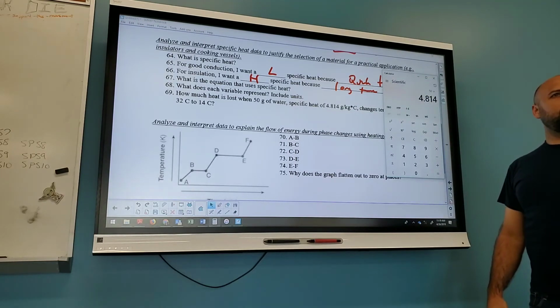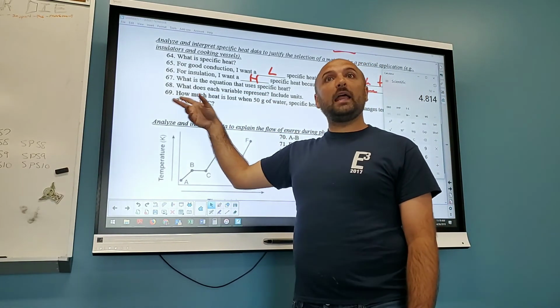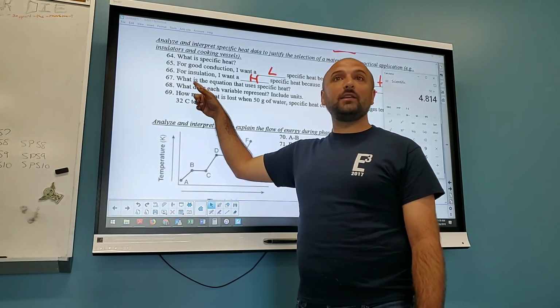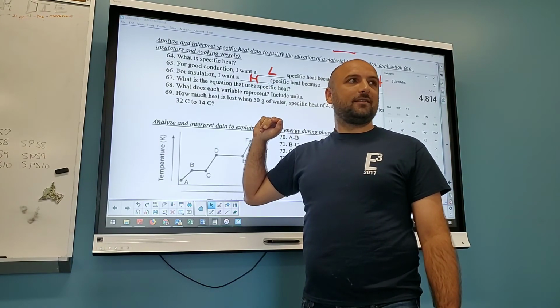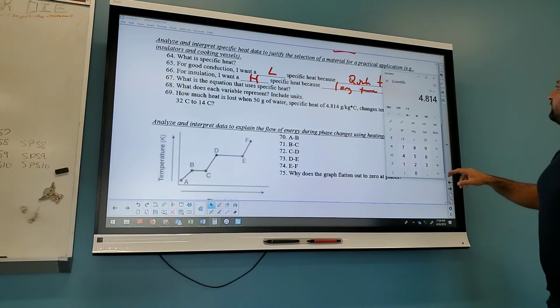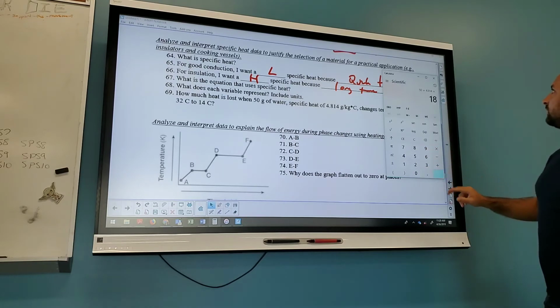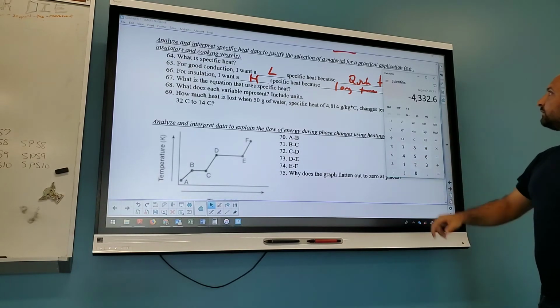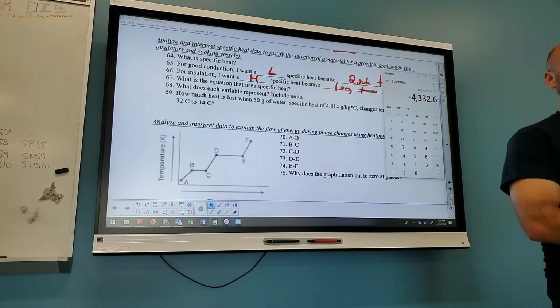32 minus 14? What does that give us? 18. 18? Now, it went from 32 to 14, right? Final minus initial. So you put 14 minus 32. And what do you get there? A negative 18, because you're losing temperature, right? So, times a negative 18 equals, well, it should be a negative one of these. A negative 4,332.6 grams. Are we good with that?